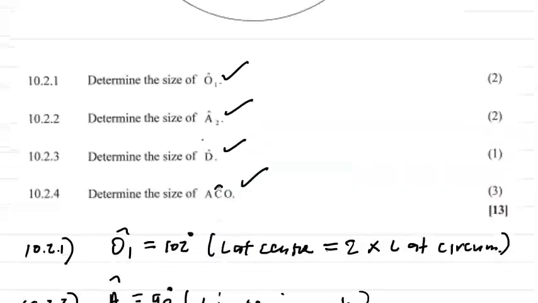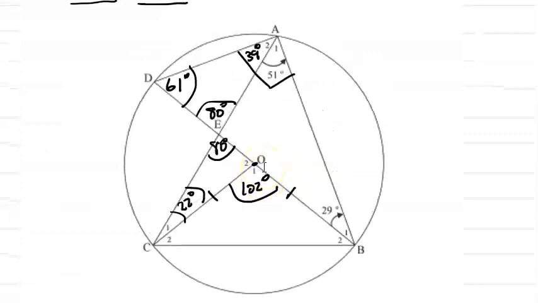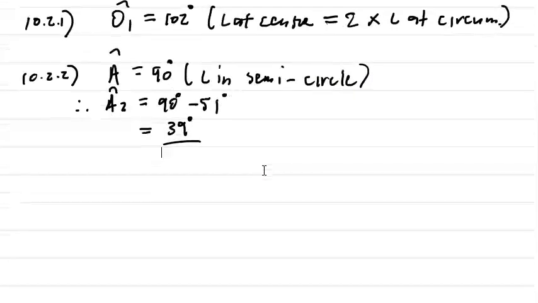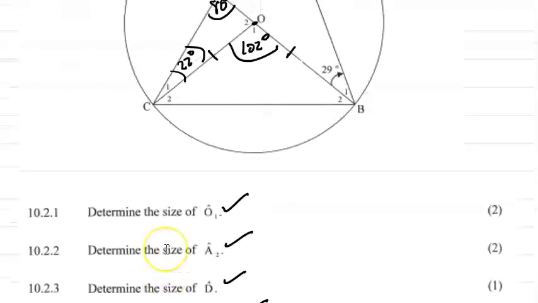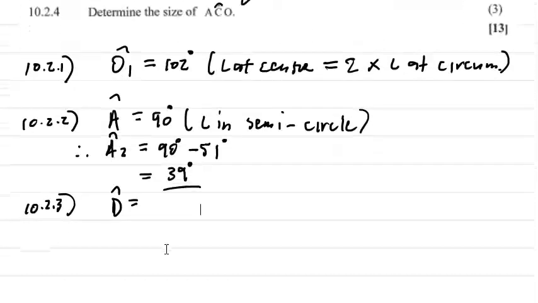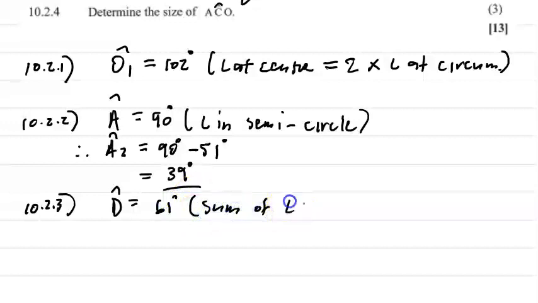Let's go look at the next question. 10.2.3. Remember, we are retracing our steps. D is going to equal 61 degrees, sum of angles of triangle. 10.2.3. D will equal 61 degrees. Sum of angles of triangle add up to 180 degrees.